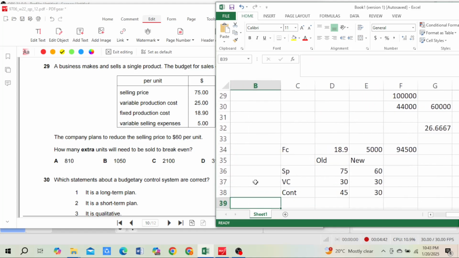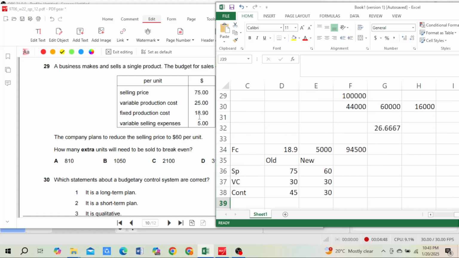First let's calculate the fixed cost. The fixed cost is 18.90 per unit for 5,000 units. So 18.90 into 5,000 gives me 94,500. The old selling price is 75, and the variable cost is the production cost and the selling expenses, which is 30 altogether. So selling price minus variable cost is the contribution per unit, 45. Here we change the selling price to 60, and the variable cost still remains the same, which is 30. So the new contribution is 30.